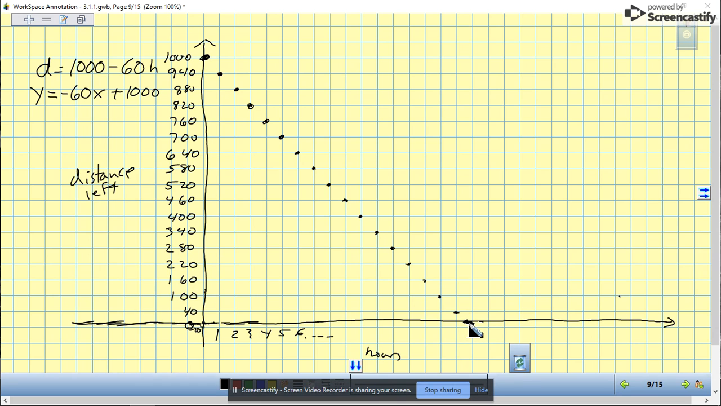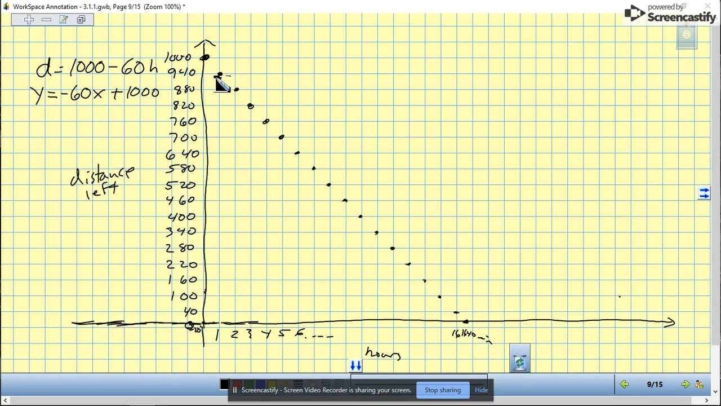So in terms of what we're doing here, 1 hour, 2 hours, 3, 4, 5, 6, 7, 8, 9, 10, 11, 12, 13, 14, 15, 16 hours. And then somewhere in between, it would actually be like 16 hours and 40 minutes, when they would get to their destination. So it's a pretty long trip for them. There's the graph of all the nice, neat whole number answers.